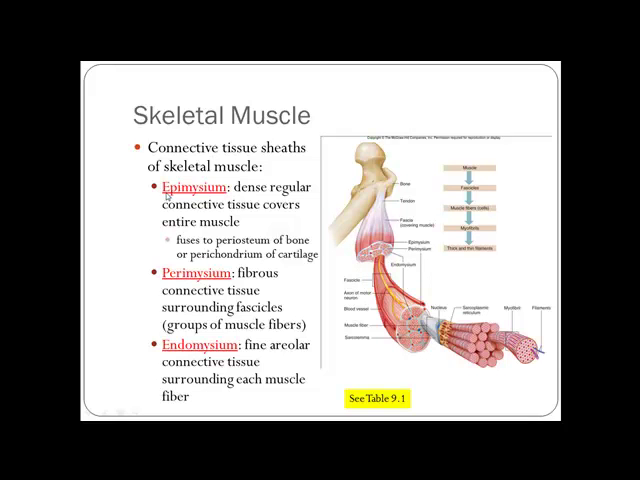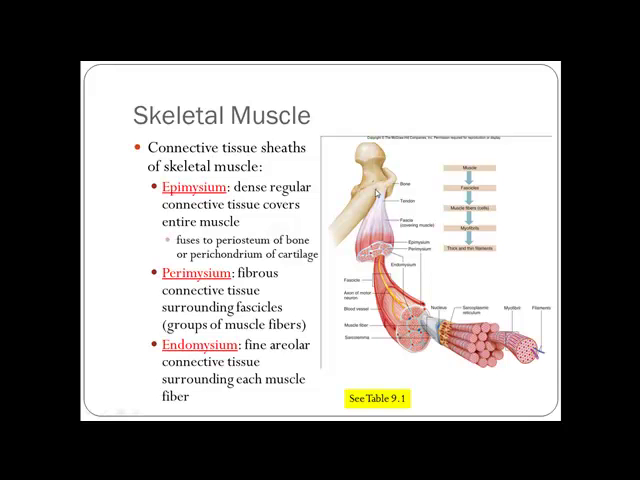So let's look at these words. Epi is above or outside of, peri is around or within, and endo is within. So endo will be the deepest layer. Your epimysium will be dense, regular connective tissue, and it will also come together at the ends of the muscle to form a tendinous band that will be the attachment to your bones.